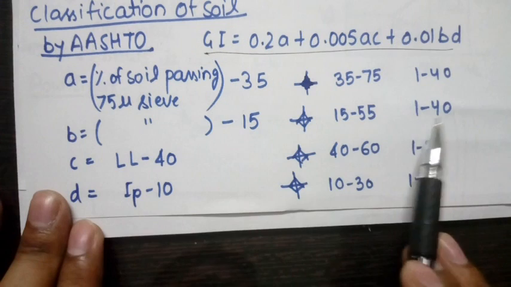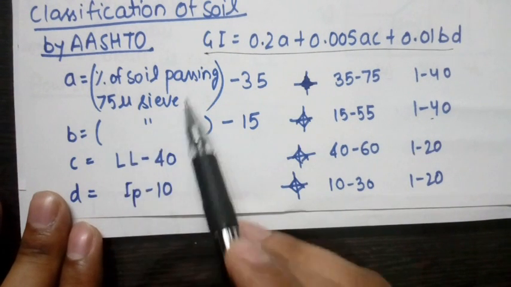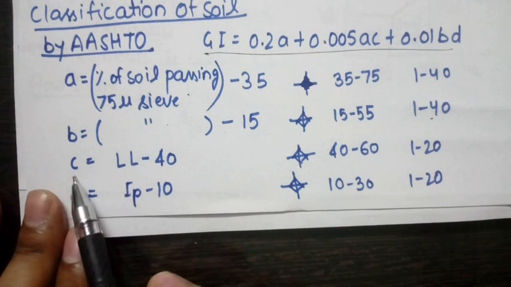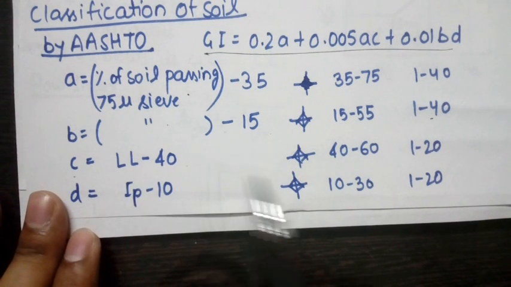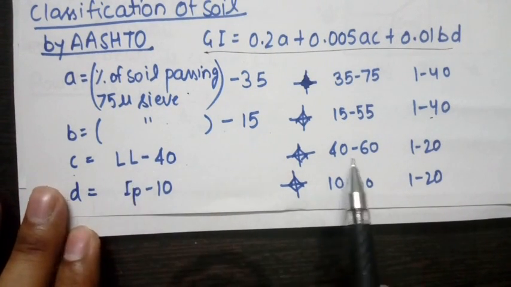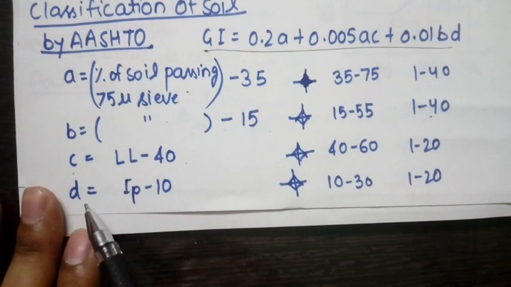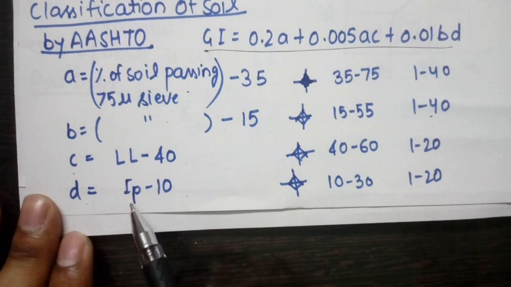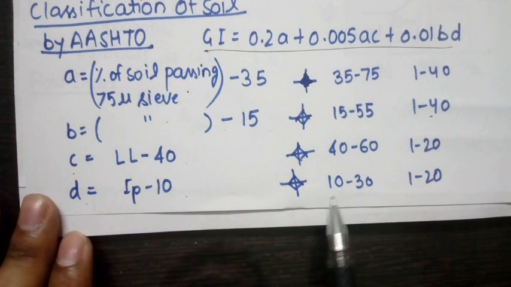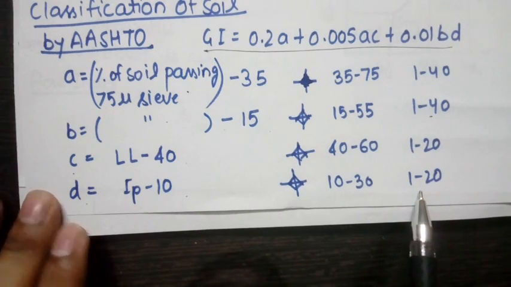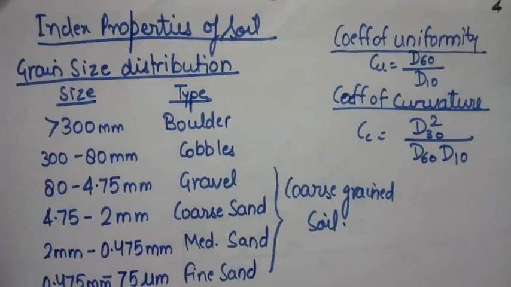Now the limit of B is from 1 to 40, but it has the percentage of soil passing 75 micron sieve minus 15. C is liquid limit minus 40. Its value of liquid limit ranges between 40 to 60, and the value of C lies between 1 to 20. D is IP minus 10, that is plasticity index minus 10. Its value of IP lies between 10 to 30, and the value of D lies between 1 to 20.